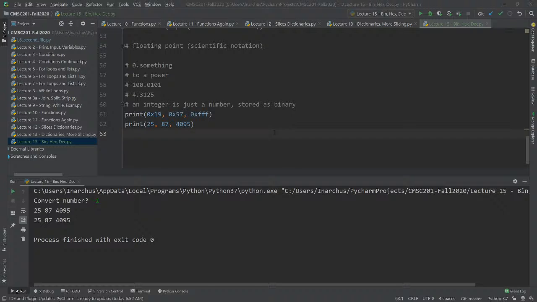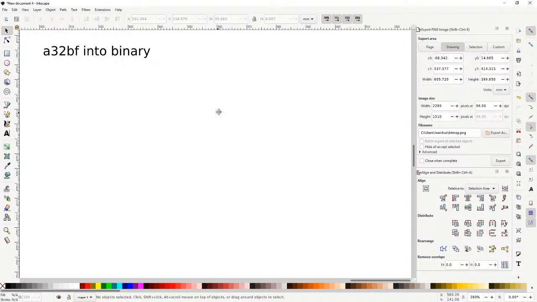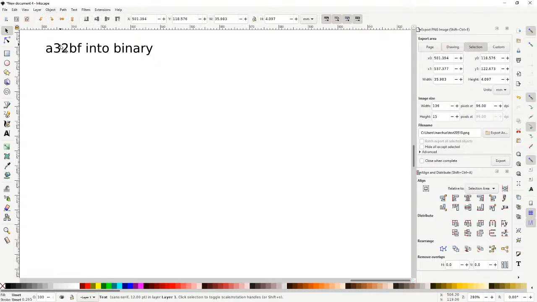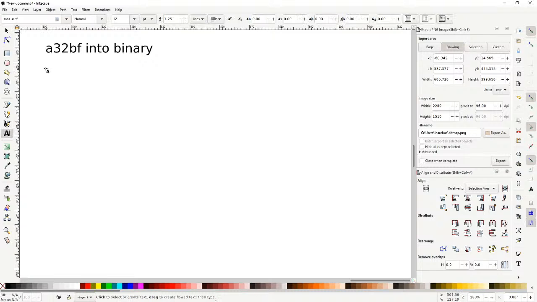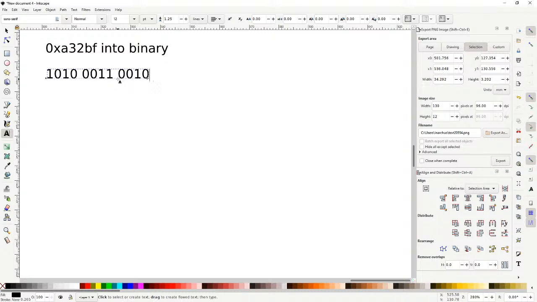Okay, so let's convert A32BF into binary. I'm actually going to use the 0x prefix here just to get us into the habit. What we're going to do is say that this is equal to 1010 by the table, 0011, 0010. B should be 1011. F is going to be 1111.